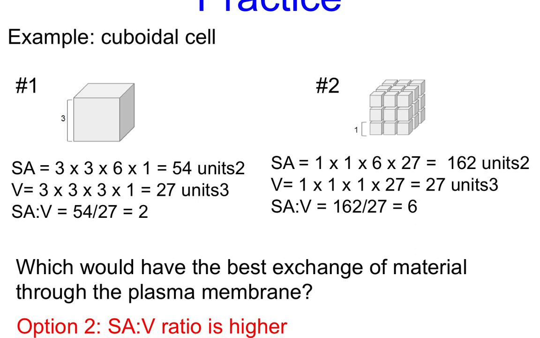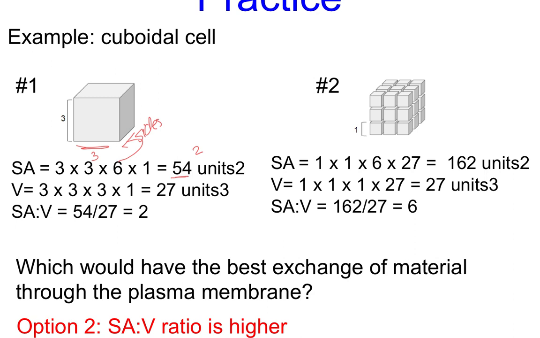So my first cuboidal cell has a length of 3. Now it's a cube, right? So the length and the width are the same. So surface area is 3 times 3. The cube has 6 sides, which is where the 6 comes in. And then we're talking about 1 cube, so that's 1. So we have 3, and then 3, and then 6 sides, and then 1 overall cube. When I multiply those numbers together, I get 54. So it's 54 units squared, technically.